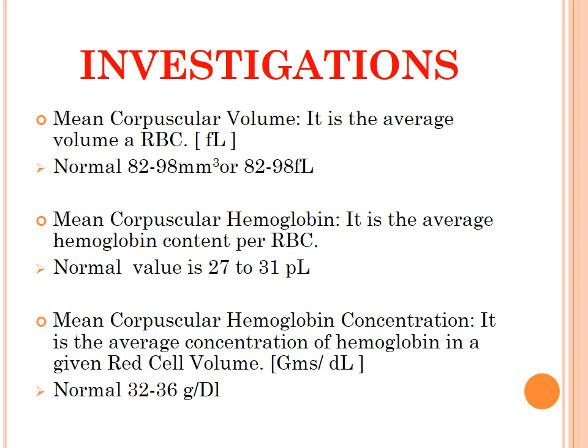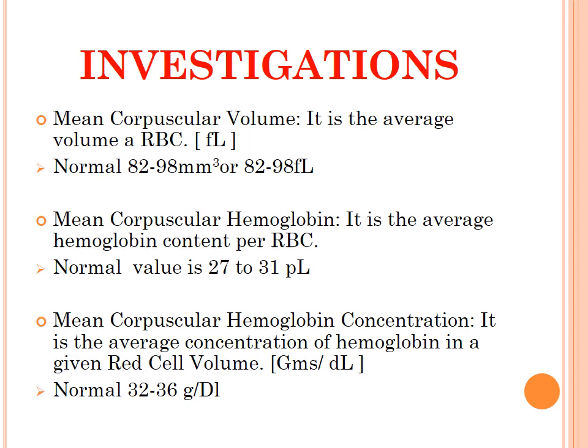Now friends, another investigation is mean corpuscular volume. It is the average volume of RBC. It is denoted by fL, and the normal parameter is 82 to 98 mm cube. Another is mean corpuscular hemoglobin. It is the average hemoglobin content per RBC, and the normal value is 27 to 31. It is denoted by the unit pg.